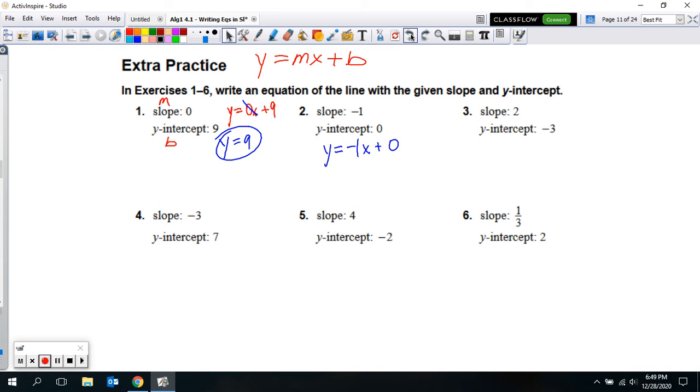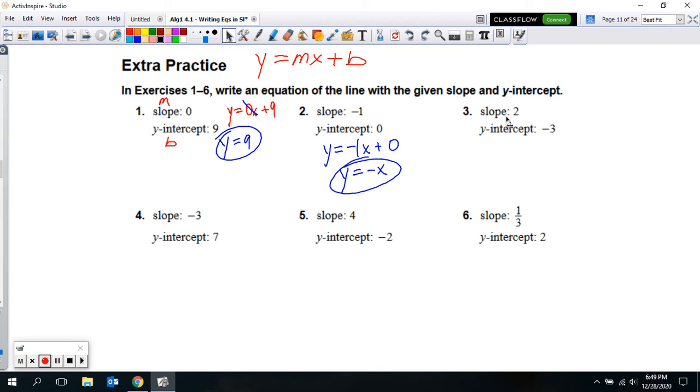So let's simplify this a little bit. I'm just going to get rid of the 1 and say negative x, and I'm not going to write the 0 at all. I'm just going to say negative x. Y is equal to negative x is the best way to write that equation. It's the simplest way to write it. So that's what we're always trying to do in math, make sure things are always left in their simplest form possible.